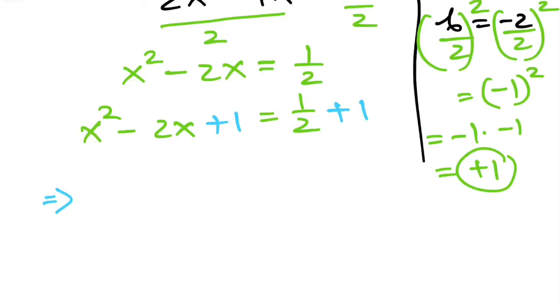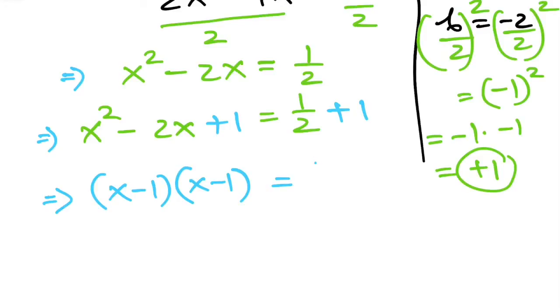Wonderful. So if you take a look at the left side, we have x squared minus 2x plus 1. If you apply the diamond method or any factoring method, you will see that you will get x minus 1 times x minus 1 equal to 1/2 plus 1. Again, if you do not know how to factor, I already created a playlist called Math Factor. Check it out. It has a lot of useful information for you.